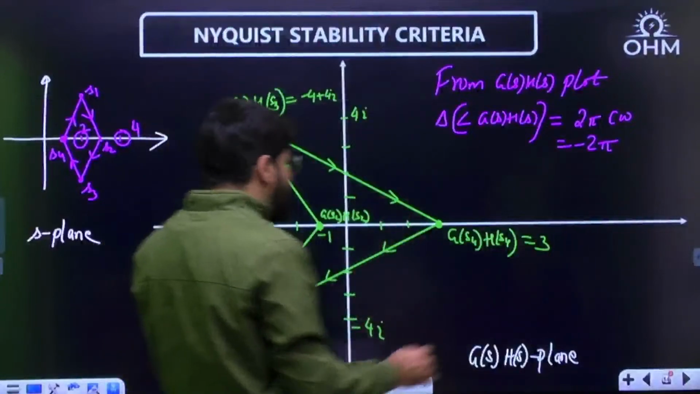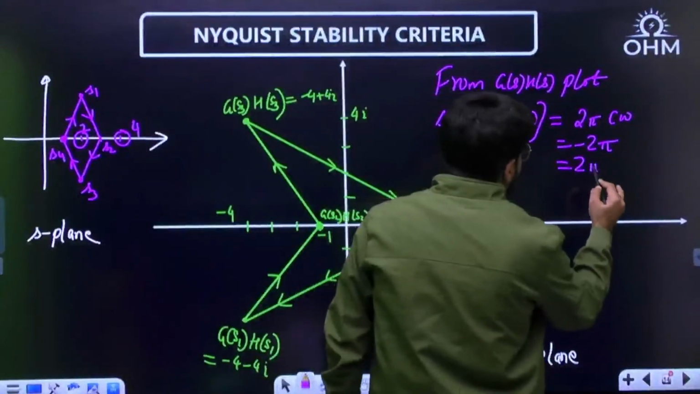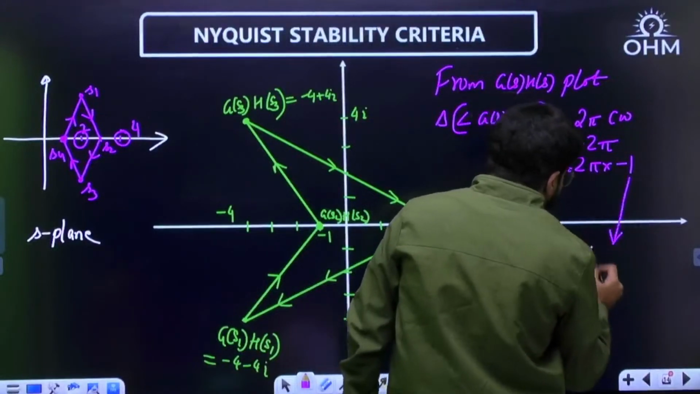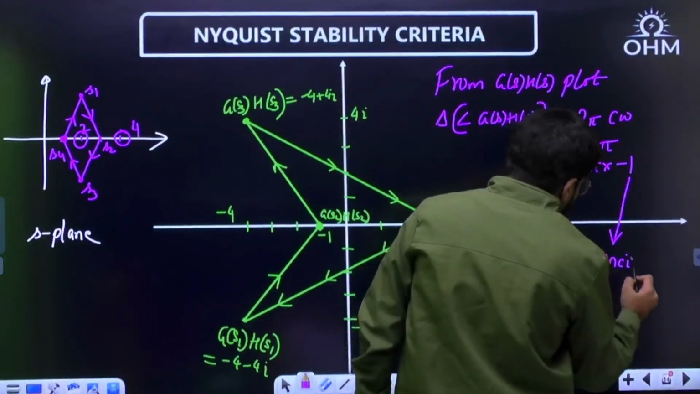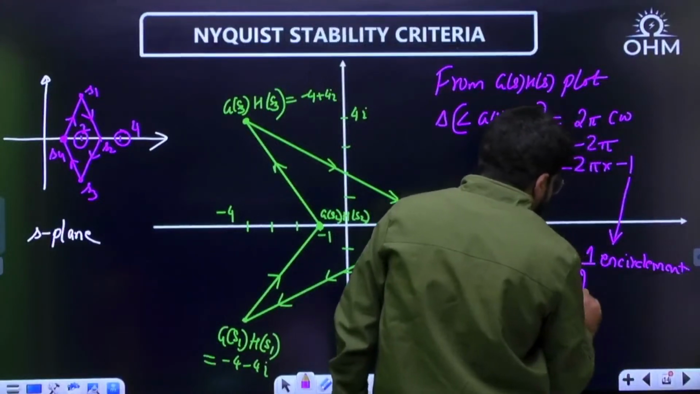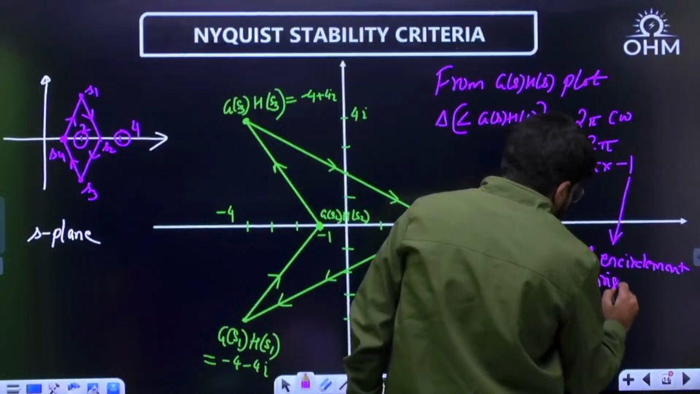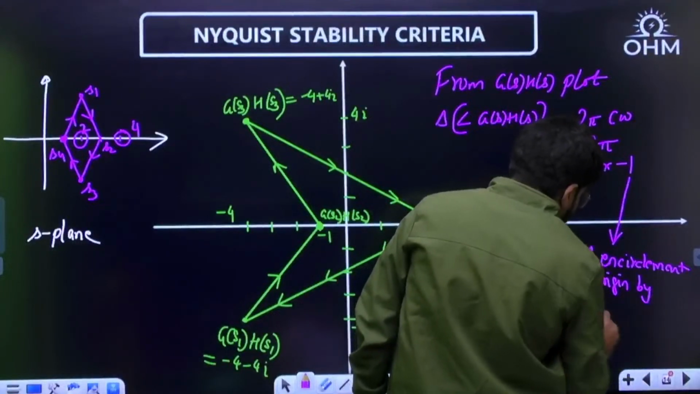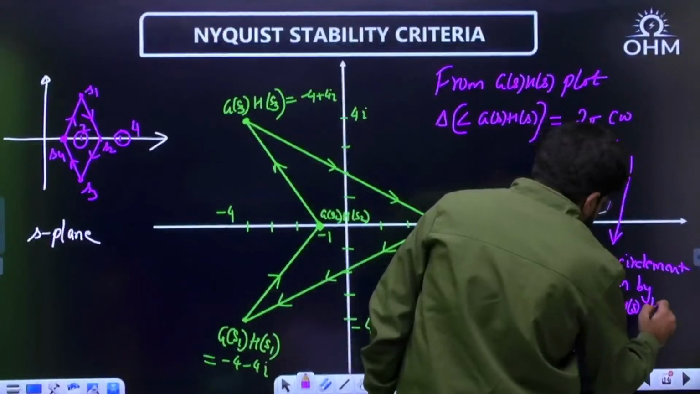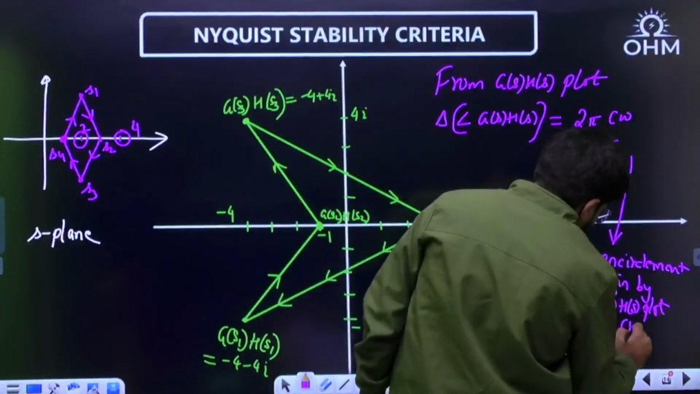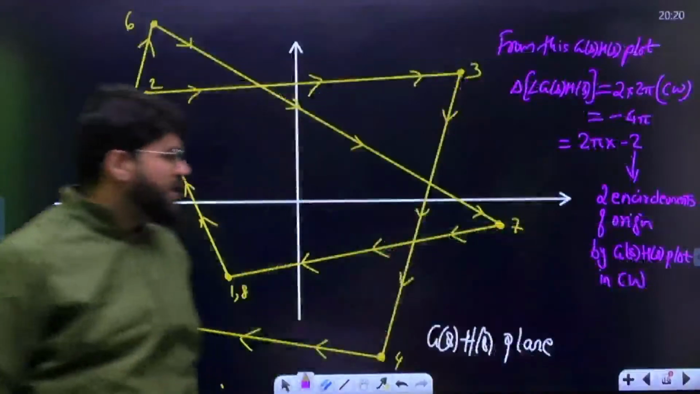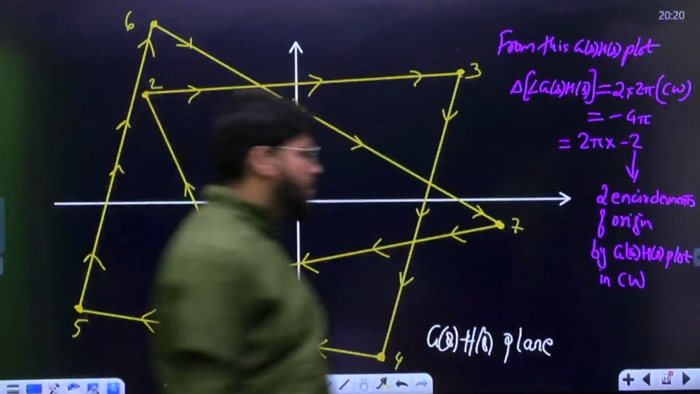The previous one is minus 2 pi. Let me write it as minus 2 pi into 1. Why this 1? Because there is one encirclement of the origin by the GSHS plot. How many times you move around the origin is what actually matters here. And that one encirclement is again in what direction? In the clockwise sense. So the minus sign.